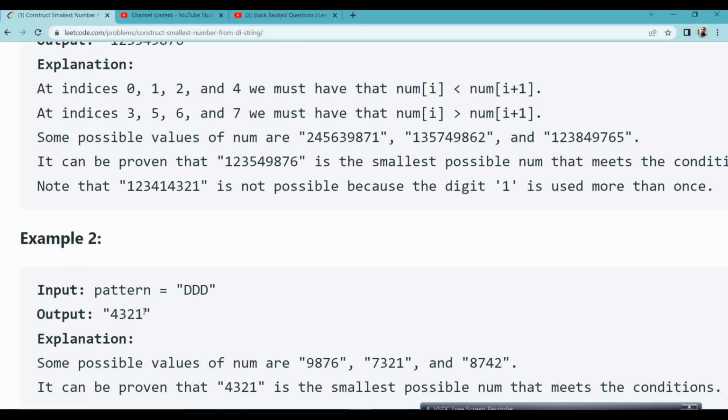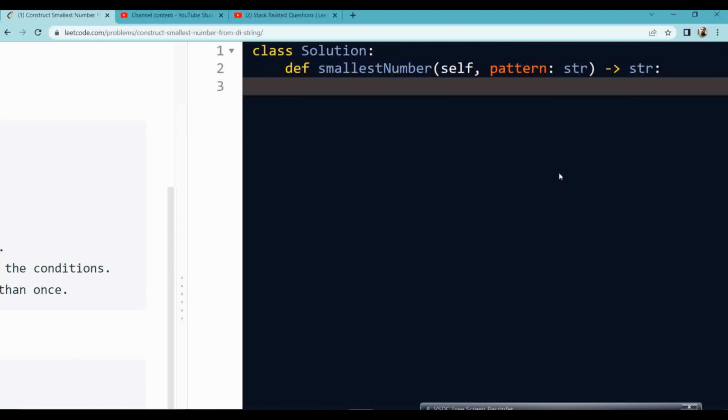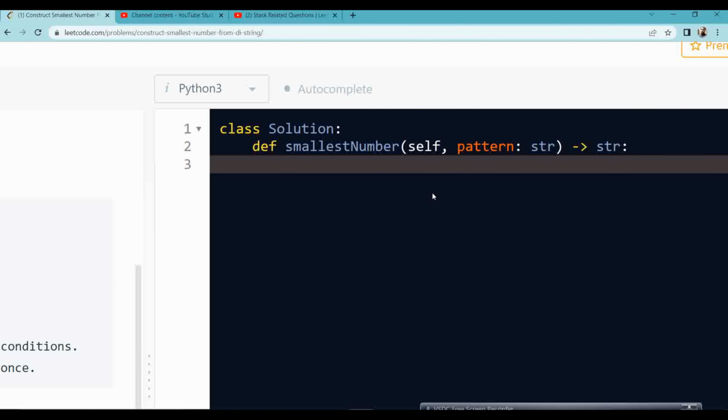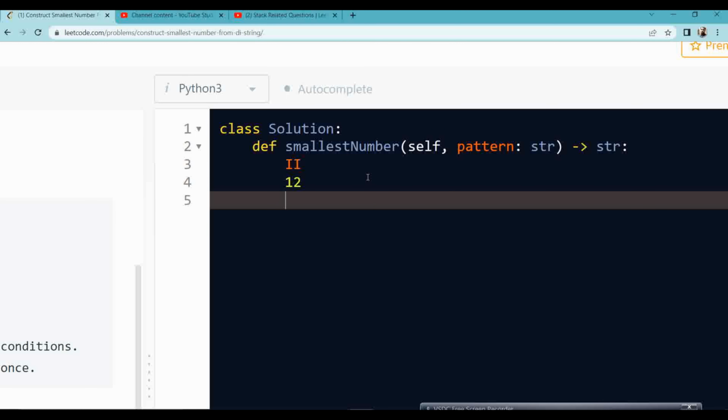Now the question is, I hope you have understood. Now the question is how we can solve it. We need to solve it with the help of a stack. Assume that we have, I am taking one example here. Assume we have I. For I it will be 1 2. For DD it will be 3 2 1.